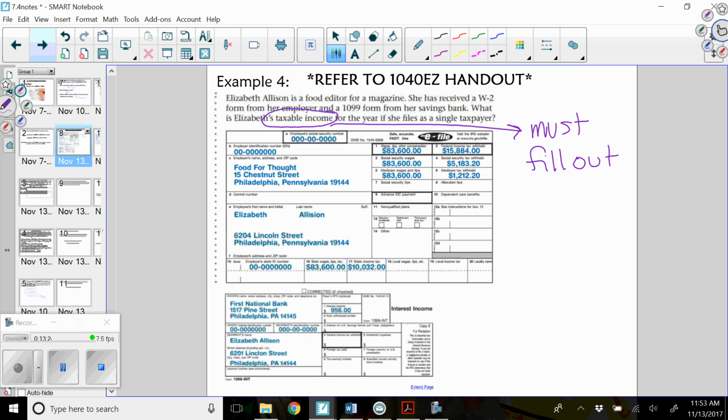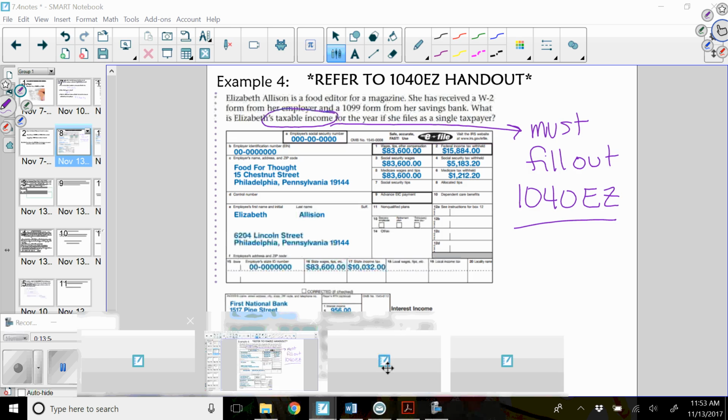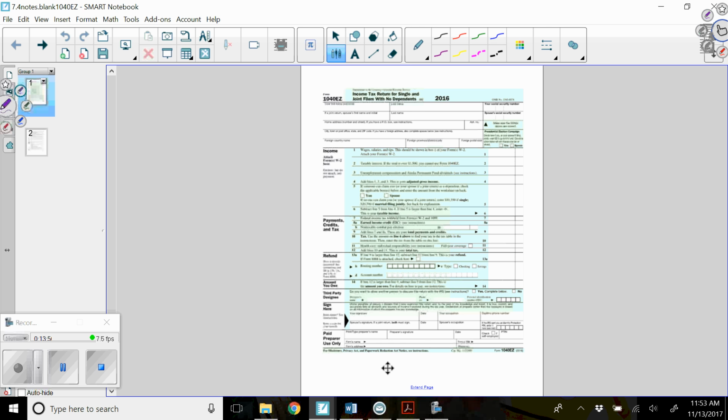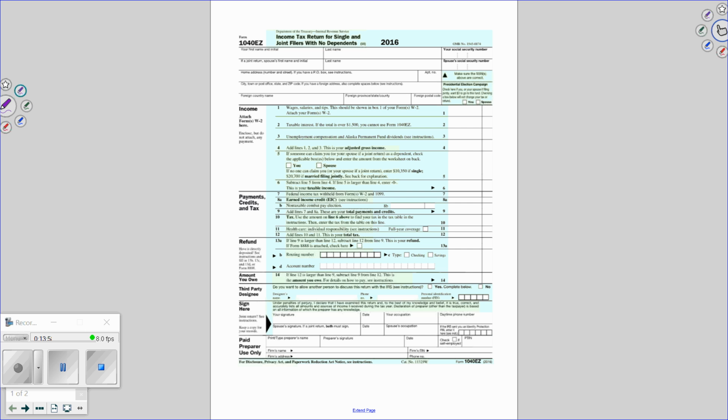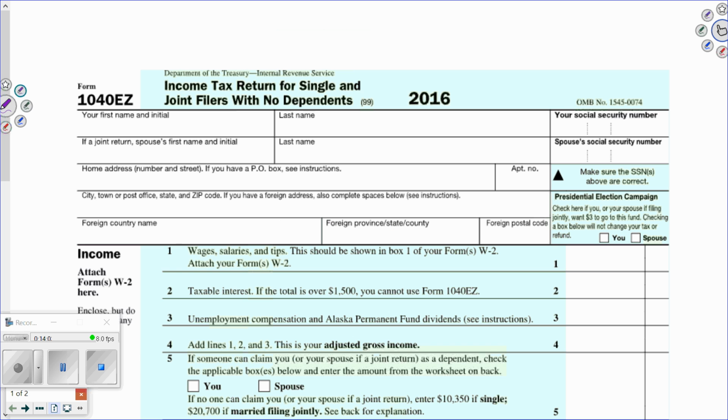Okay, but it's asking for her taxable income. So we need to go to that form. That's what we're going to be filling out. So 1040 Easy. There we go. Now I can actually write in it. It's way too small. All right, so filling out some of these forms. Okay, we're going to go through here step by step and fill out this tax form. We're not going to be filling out stuff on the notes as much as we're going to be filling out the tax form together, okay?